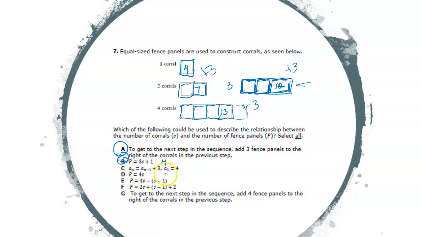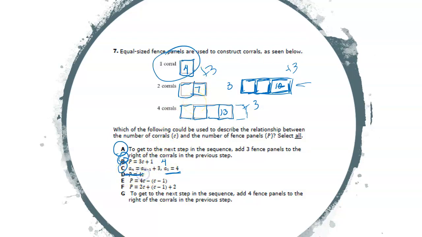C, look at this last part. A sub 1 equals 4. That's true. When I'm at one corral, it equals 4. D, P equals 4C. Again, plug in. 4 times 1 does give me 4. But then 4 times 2 gives me 8. And it should be 7.